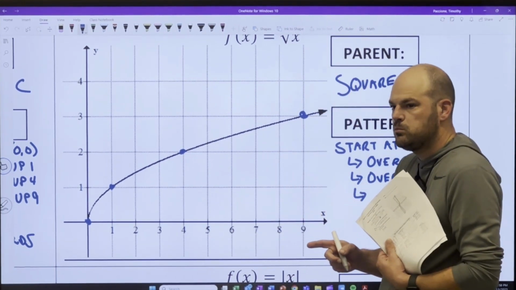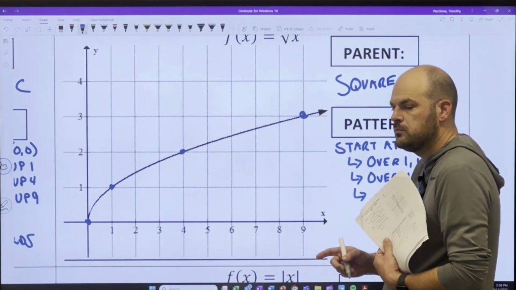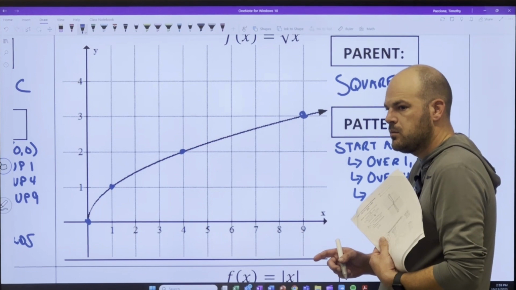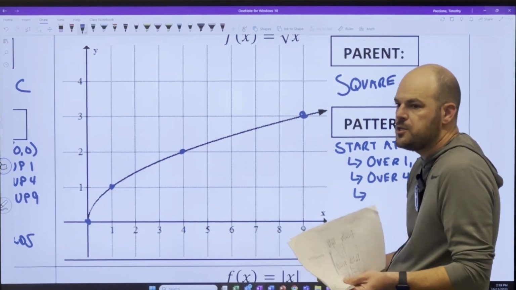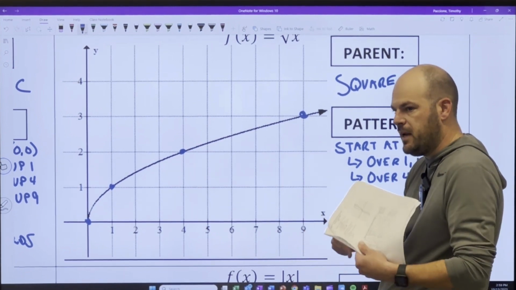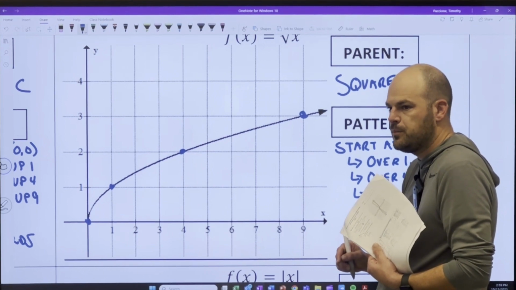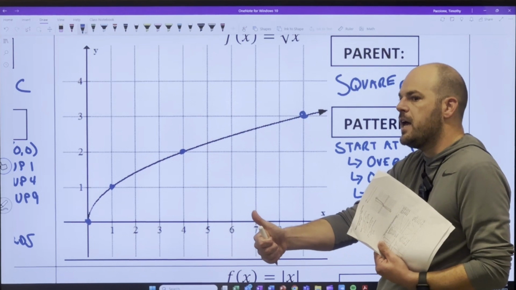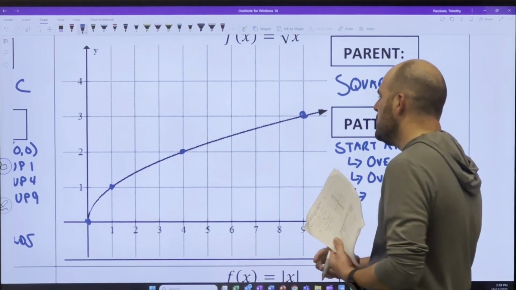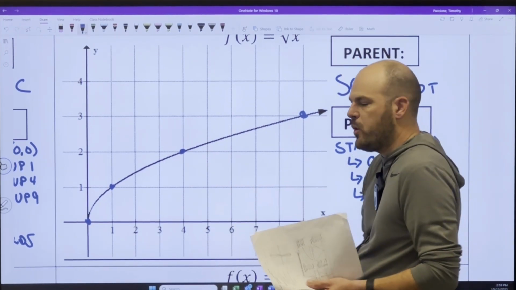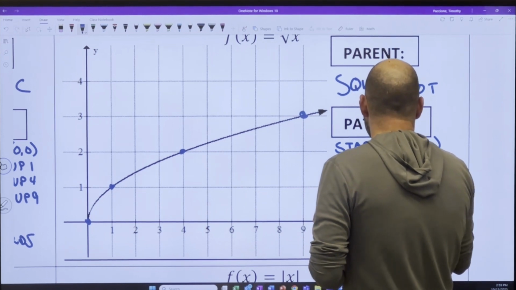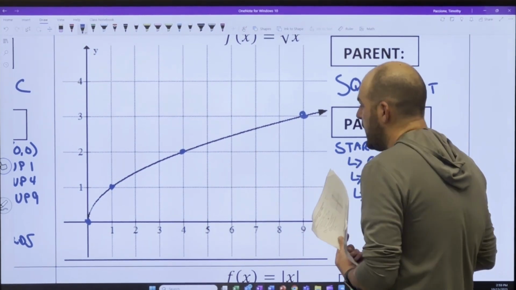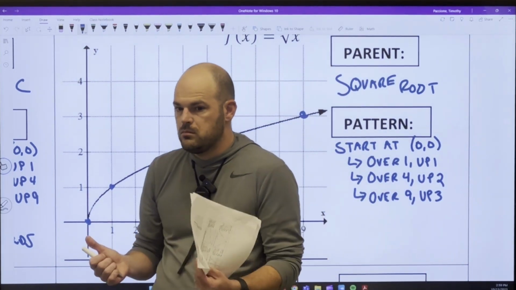Is that always like that for the parent function? Yeah, always. The parent is over 4, up 2, and over 9, up 3, unless you're stretching it or moving it. If I stretched it, it would stretch the movement, but it starts at over 4, up 2. Or that point would, I should say. And then over 9, up 3. That's that one, right?